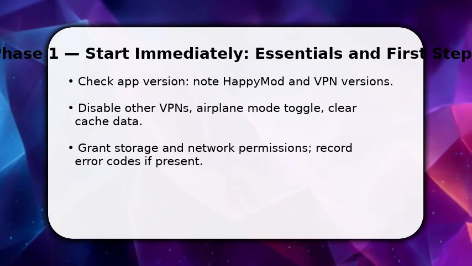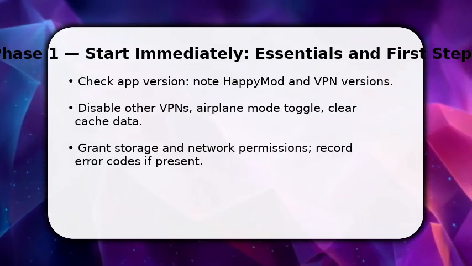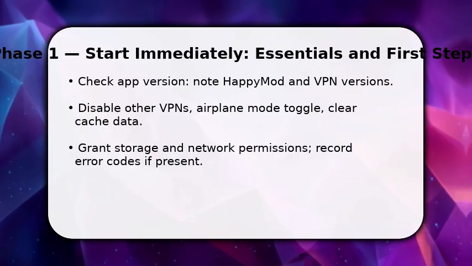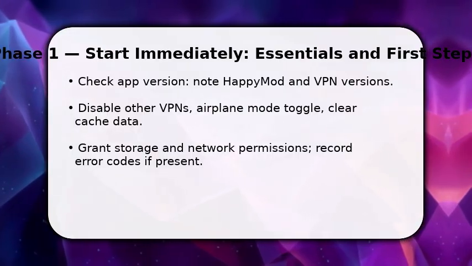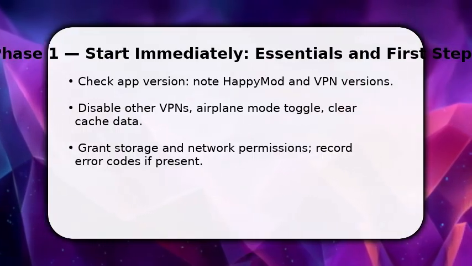You start by confirming the exact Happymod and VPN app versions because mismatched builds often break handshakes. Once done, disable competing VPNs and toggle airplane mode to reset network stacks. This forces a fresh DNS and route.